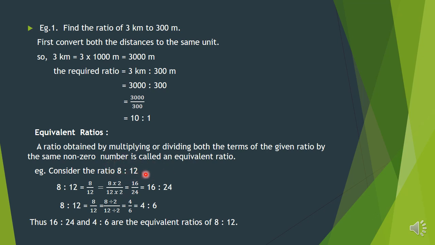we have to divide both terms by the same number. Example, see, 8:12, and this ratio we can write as a fraction. First number write upside, and second number write as the denominator, so it becomes 8/12. Now we have to multiply the ratio by the same number. So we are taking for multiplication 2, 8 into 2, and downside also we multiplied by 2. So 8 2s are 16 and 12 2s are 24. So the ratio is 16 is to 24. It is an equivalent ratio of 8 is to 12.